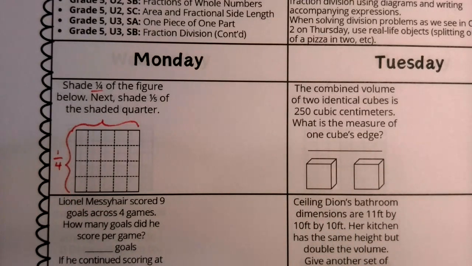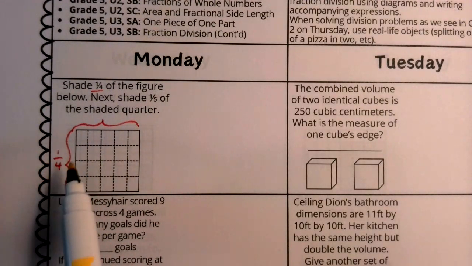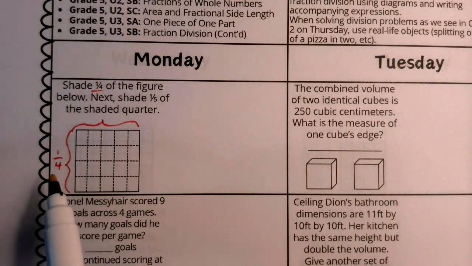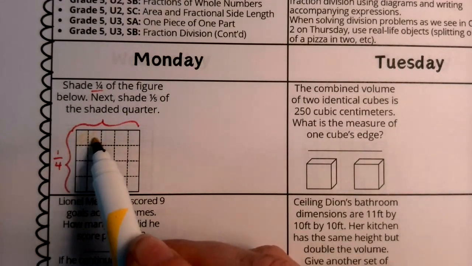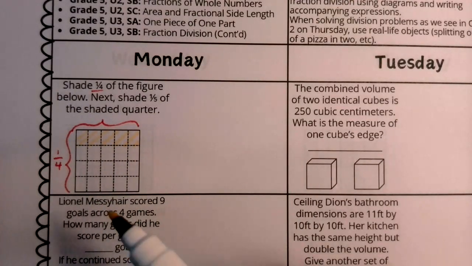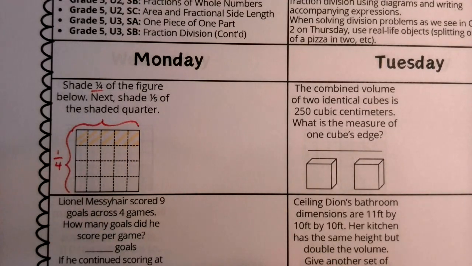So if we were looking at this, do we notice that we have 1, 2, 3, 4 rows? I should have said that's why I chose to do the 1/4 this way, because I need to have 4 rows to create 1/4, right? Now I'm going to lightly shade 1/4 of that by shading one of the 4 rows, right?